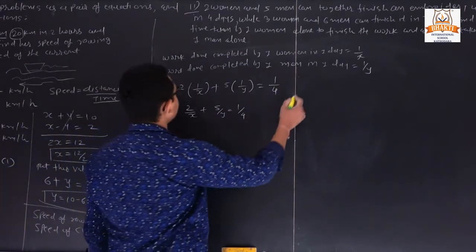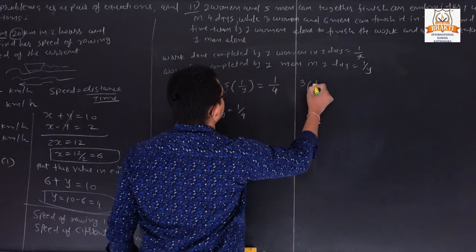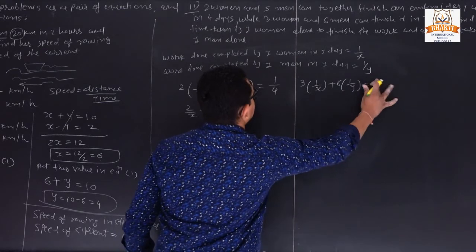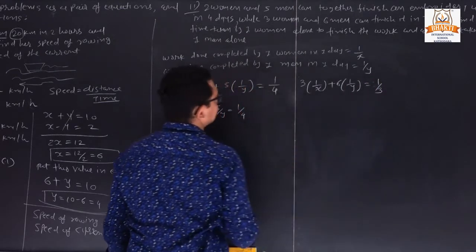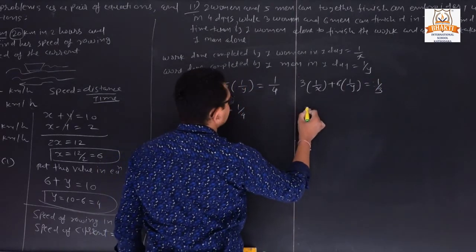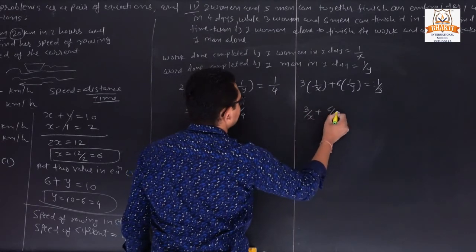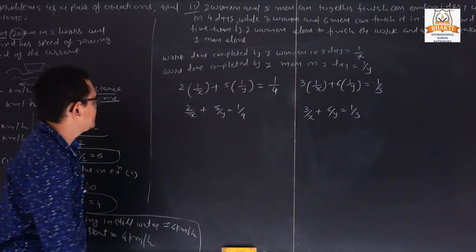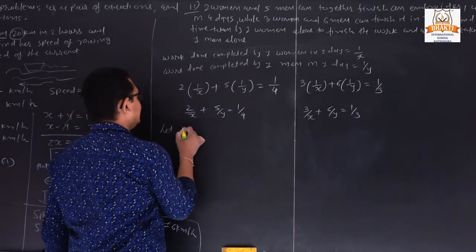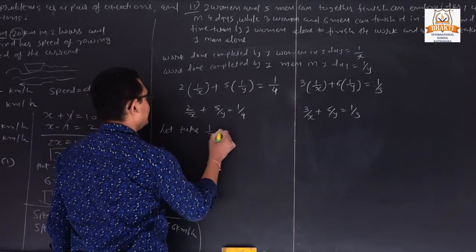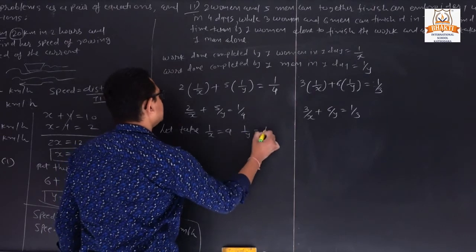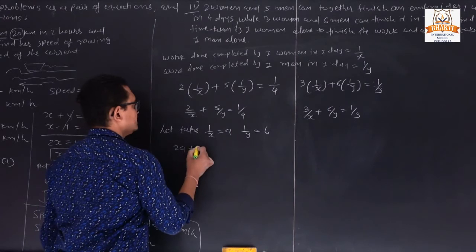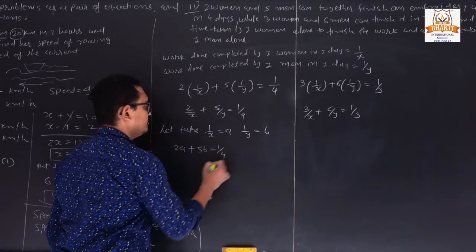Similarly, 3 women and 6 men finish the work in 3 days. So here 3 upon x plus 6 upon y is equal to 1 by 3. So first of all, let 1 upon x be equal to a and 1 upon y be equal to b. So our equation is like that: 2a plus 5b is equal to 1 by 4.